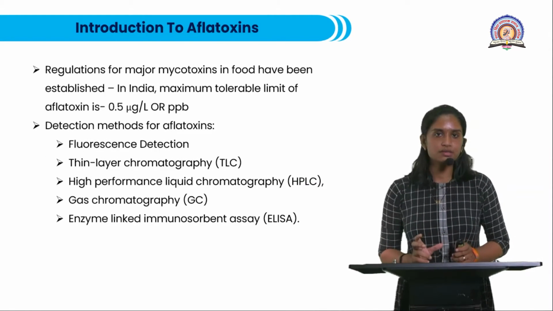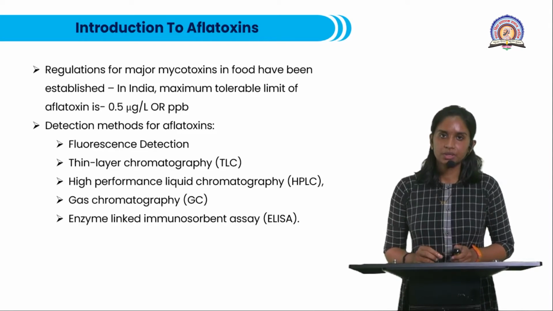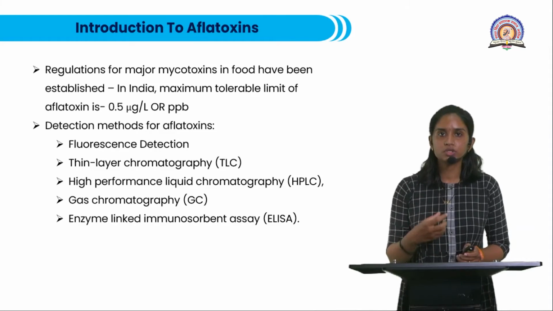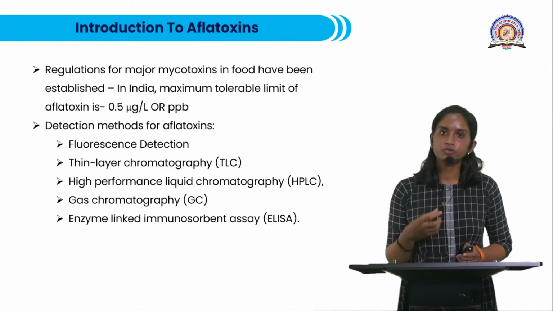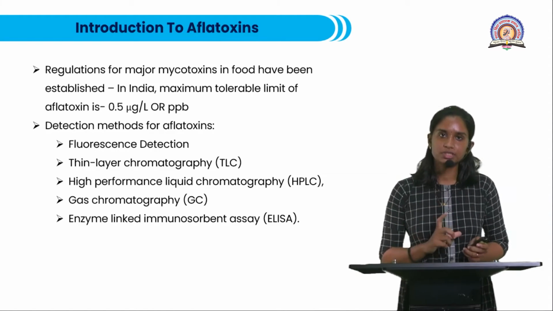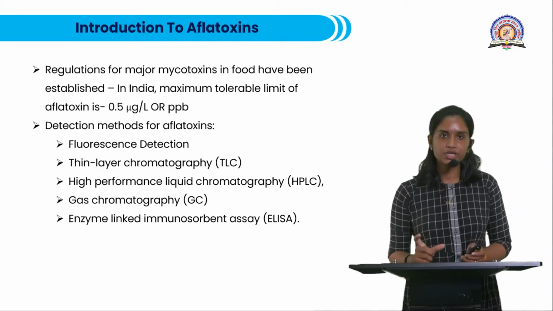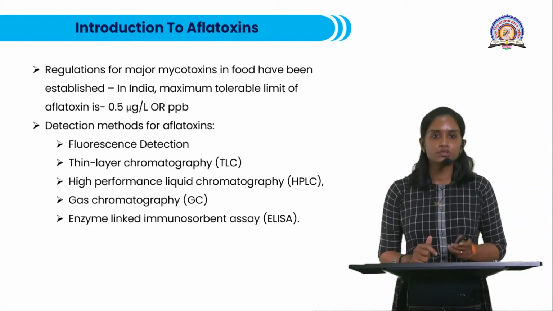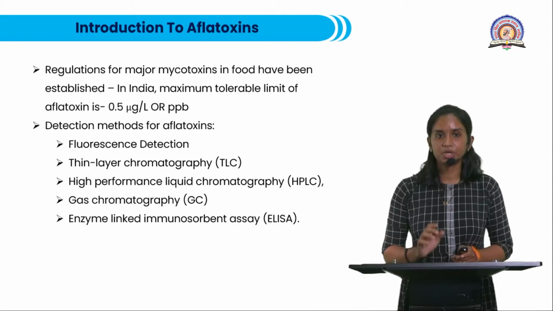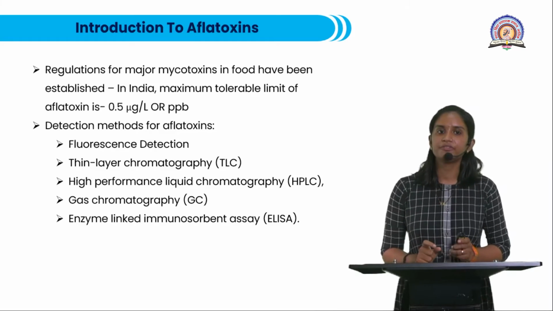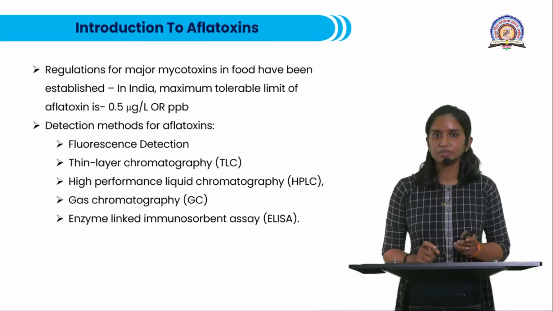Now, any hazardous compound has regulations, because this aflatoxin will be present in the food, and if you are consuming it in higher concentration, then what will happen? You will have some diseases or disorders which are linked to this aflatoxin. So there are some regulations on its concentration in the food. The maximum tolerable limit of aflatoxin in food is 0.5 micrograms per liter or 0.5 parts per billion, that is ppb.